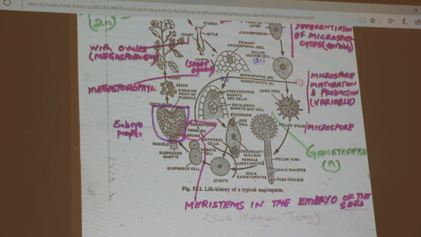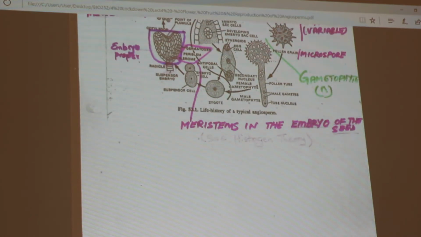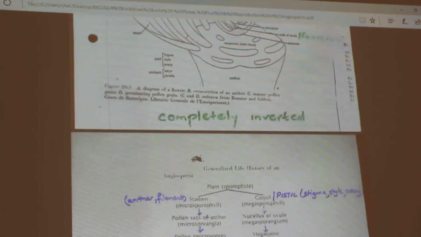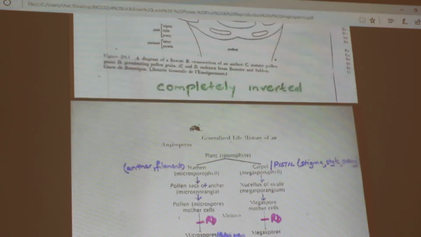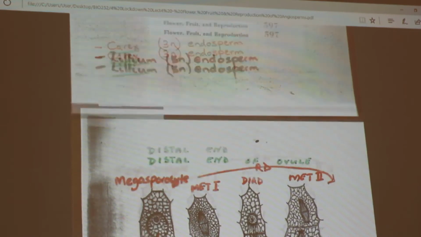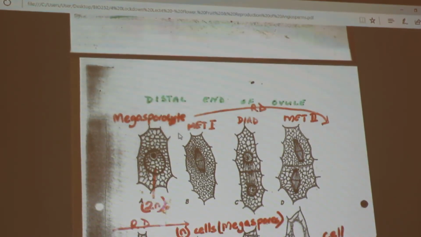By maturity, I mean what happens to the haploid cell to be able to give us the egg that will give us the zygote. The following diagrams might be a bit confusing, or they might look a bit detailed, but you can draw them by hand. Let me skip this for a while. I'll come back to this. I want us to look at the maturation of the embryo sac.